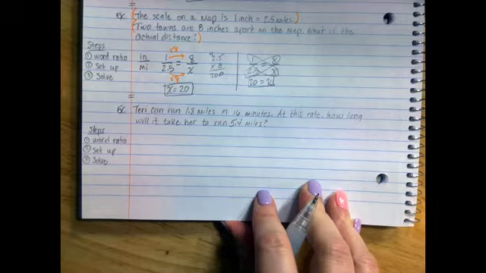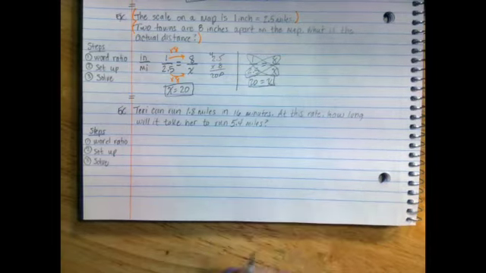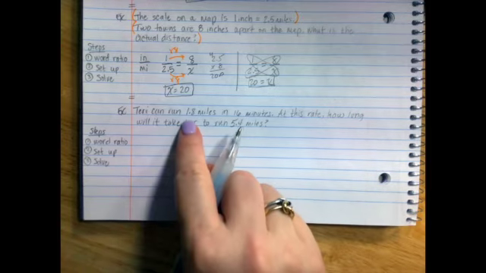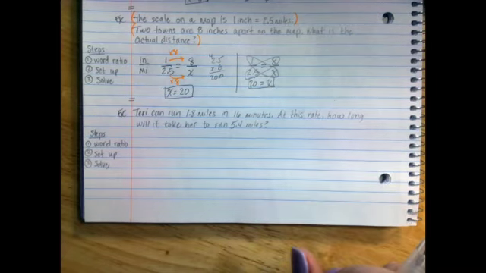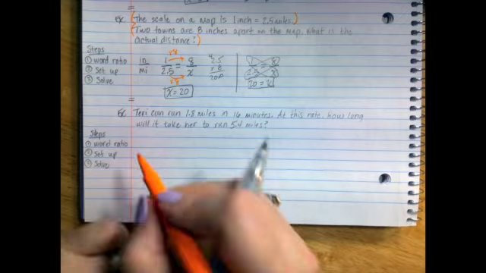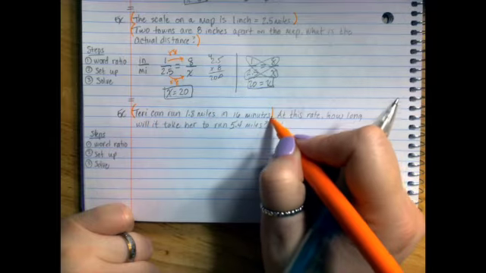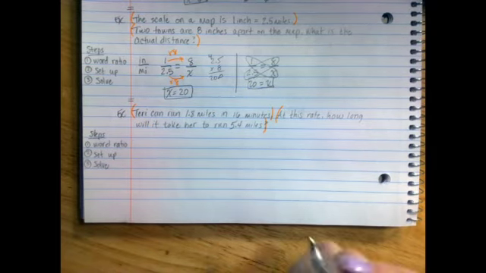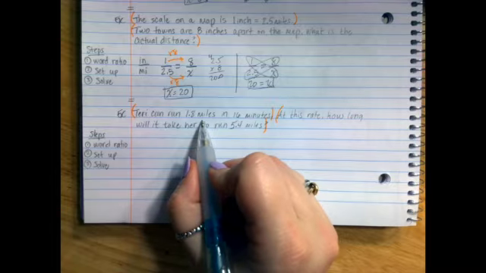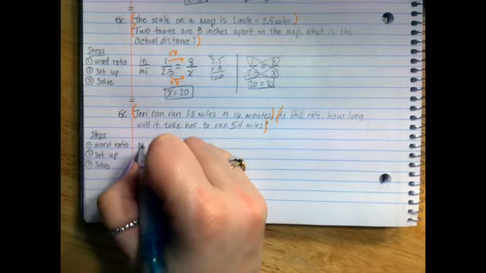All right, so finally, what if it gets a little messier? Terry can run 1.8 miles in 16 minutes. At this rate, how long will it take her to run 5.4 miles? So this is our first ratio. This is our second ratio. Okay, word ratio would be miles over minutes.